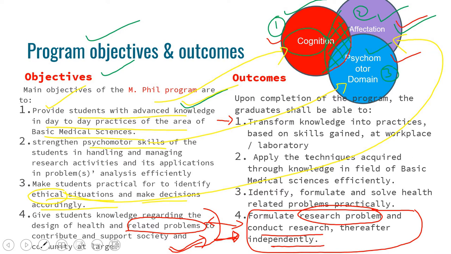And apply the techniques, for objective number 2. They applied the outcome number 2, that is, apply the techniques acquired through knowledge in the field of basic medical sciences. You see, here he gets the knowledge and research-related application, and then here he is going to apply that. So here he gets the automation.